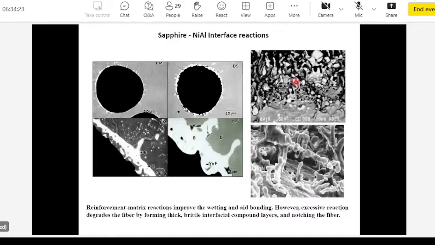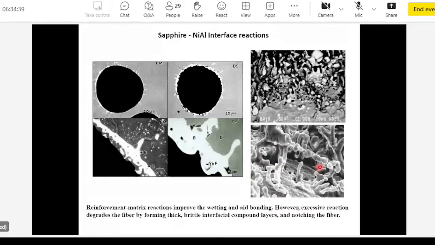A certain amount of chemical reaction is important because bonding becomes strong. But if you have too much of reaction, then the fiber surface is degraded. And because fibers are brittle materials, any kind of notch or defect will weaken it.